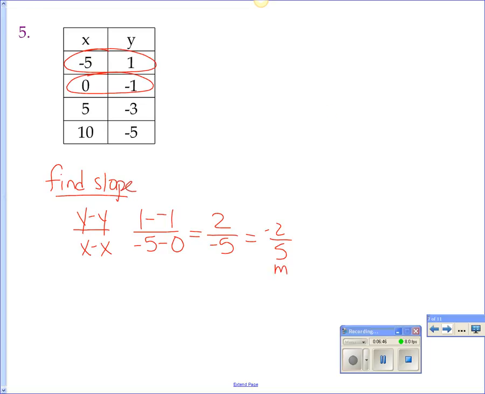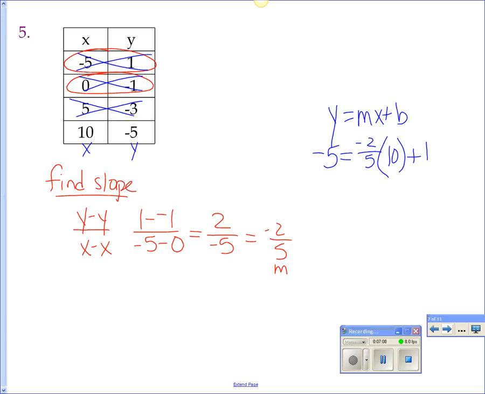All right, now I'm ready to do y equals mx plus b. I'm going to cross the first 3 out. Again, it doesn't matter which one, just whatever your preference is. So I'm going to put in negative 5 for my y, negative 2 over 5 for my m, and 10 for my x. Do parentheses first. So negative 2 over 5 times 10 is negative 4. And then I have to move negative 4 to the other side so it becomes positive 4, which gives me negative 1 equals b.